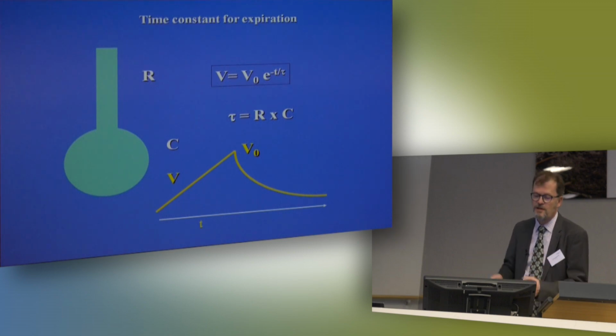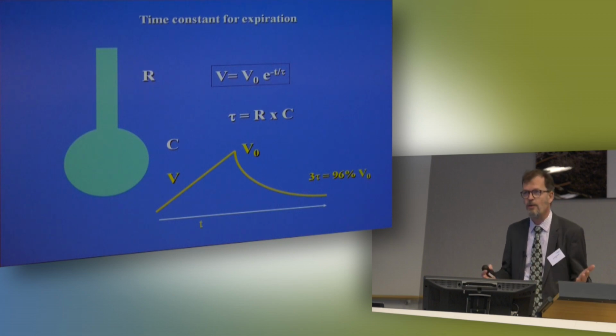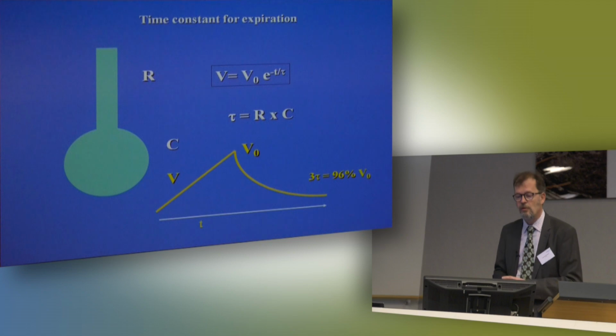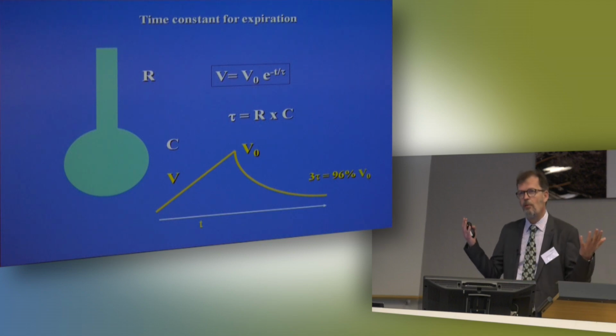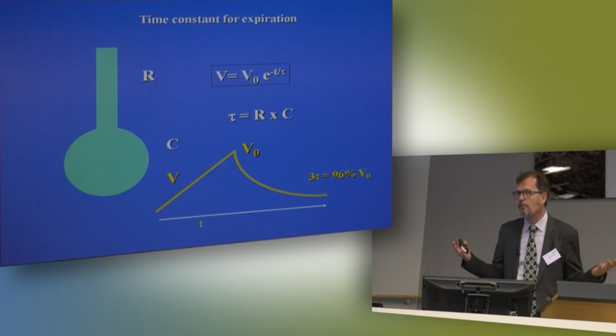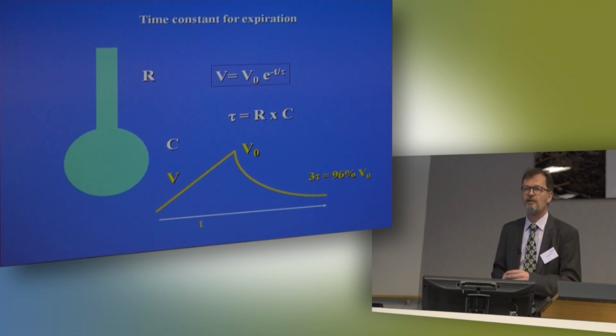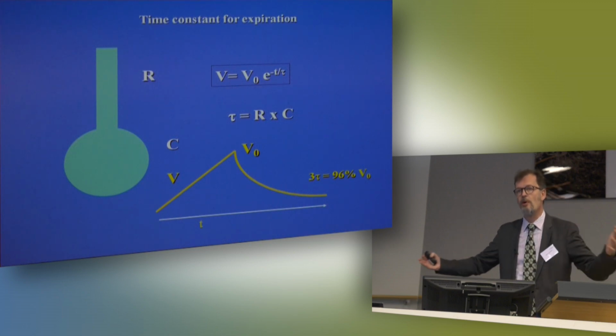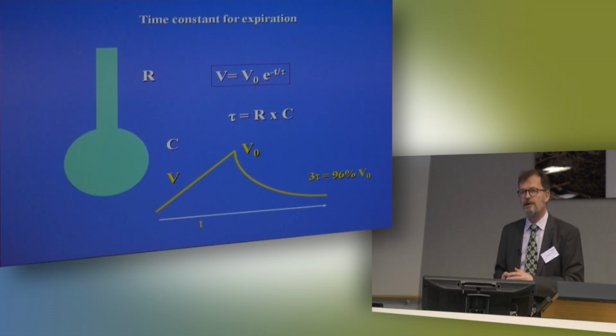And in such a system, we know that you need at least 3 time constants to expire almost 100% of the initial volume. So if you think of a normal resistance of 10 centimeters of water per liter per second, a normal compliance of 0.1 liter per centimeter of water, the time constant is 1 second and you need 3 seconds for complete expiration. So if resistance is higher, compliance is higher, you need much longer expiratory time.